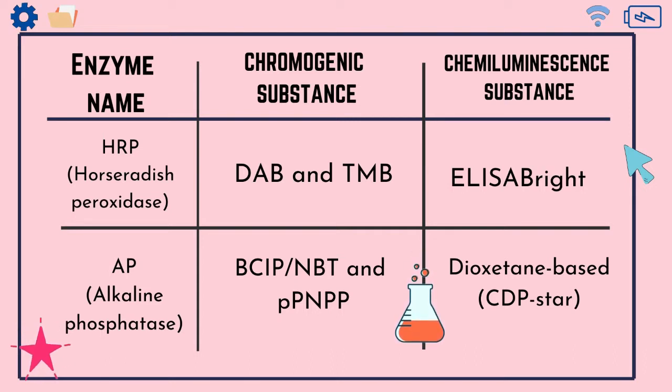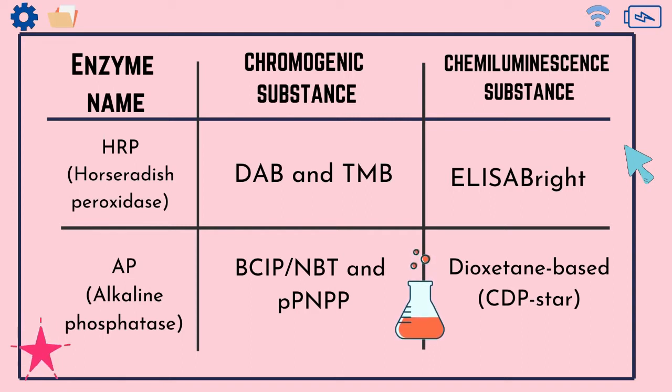So, the chromogenic substances for AP are BCIP or NBT and PNPP. BCIP or NBT is used as a set of chromogenic substrates for enzyme-labeled alkaline phosphatase. After being catalyzed by AP, the product BCIP, which is 5-bromo-4-chloro-3-indolyl phosphate, further reacts with NBT, which is nitro-blue tetrazolium, to produce an insoluble precipitate that is dark blue to purple in color.